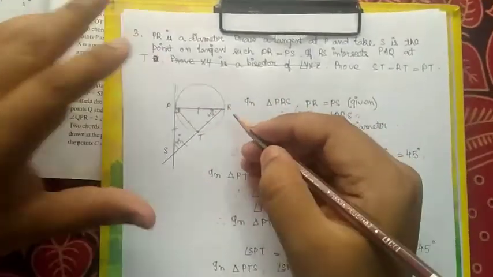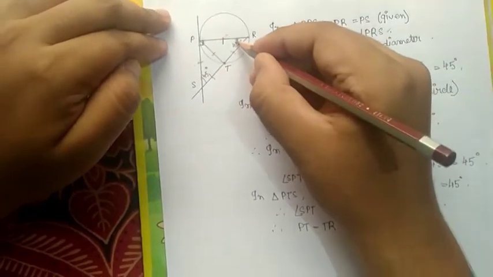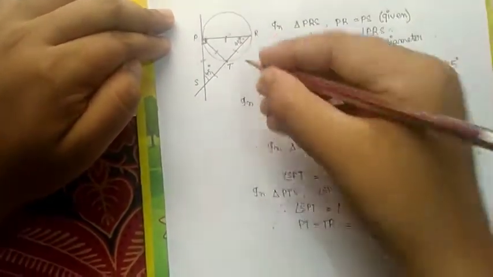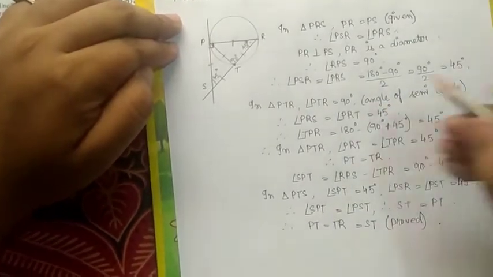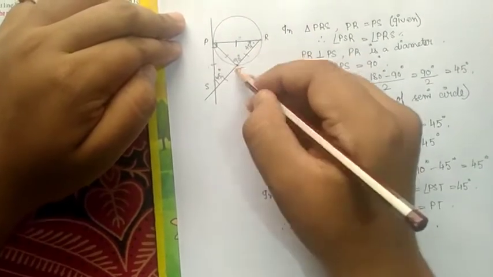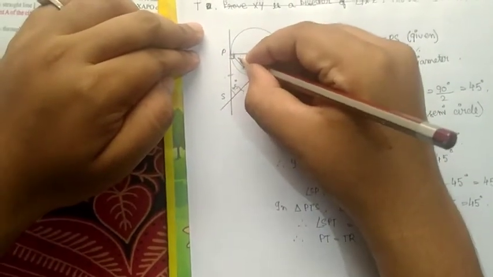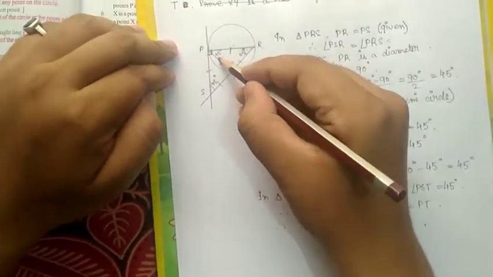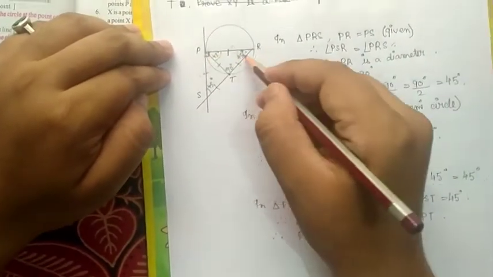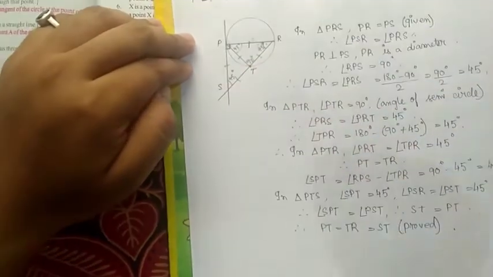Now in this triangle we just know this angle is 45 degree. Now this angle is 90 degree. Why? Because angle of semicircle, this is diameter, so this angle is 90 degree. So if this is 90 degree and this is 45 degree, the remaining angle should be 45 degree. Therefore in this triangle these two angles are equal. If these two angles are equal, the opposite sides, this one and this one, both are equal. So PT equal to TR, I just write that.